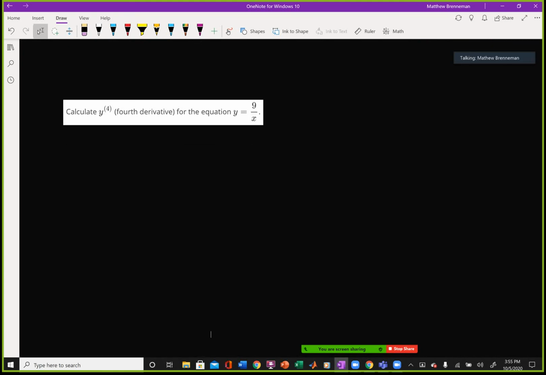So now they want the fourth derivative, okay? Now I can tell you, like I said, I don't make up the exams, but I can tell you that teachers like this sort of problem because it tests three things. It tests whether you know that reciprocal powers are written as negative exponents. It tests whether you know how to take the derivative of negative exponents.